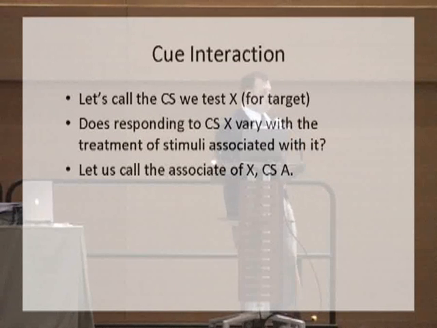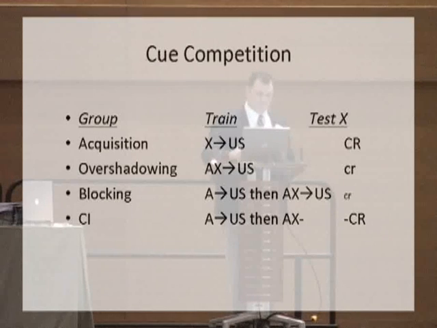Now we're going to have to introduce some alphabet soup here. We're going to call the CS that we test X, and this is going to facilitate me putting some designs on the board. So we'll call that conditioned stimulus a target stimulus. And we're going to ask a simple question. Does responding to a target CS vary with treatment of other stimuli with which that cue was associated? The associated cue we're going to call CS A.